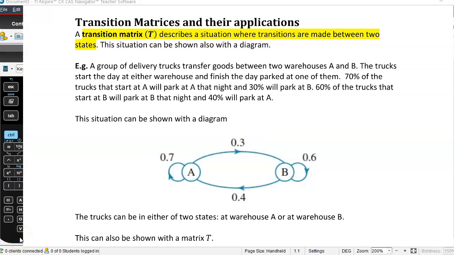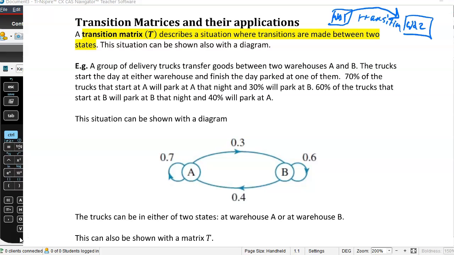Let's start talking about transition matrices. A transition matrix describes a situation where transitions are made between two states. Transitions are changes, and two states. You can imagine a state being the way things are one week, and then next week there's a change, there's a transition. So that's week 1, week 2. Okay, so that's what happens.